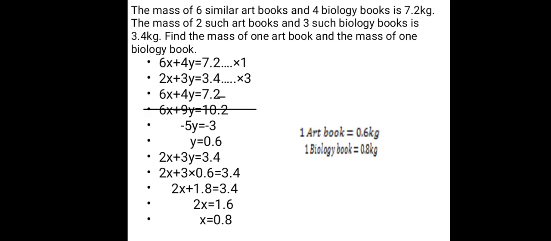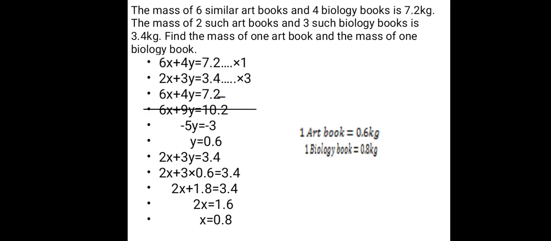So the first equation remains the same because I multiplied by 1. The second one will turn into 6x plus 9y is equal to 10.2. Now we subtract. We remain with negative 5y is equal to negative 3. This means that the value of y is equal to 0.6.